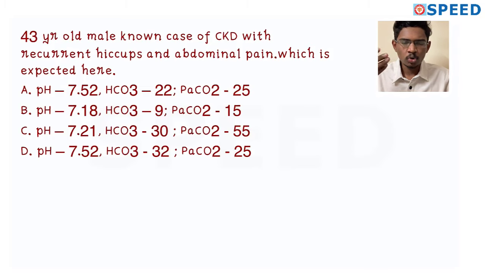So metabolic acidosis means what? pH should be less than 7.35 and bicarb should be less than 24. If you see the options itself, B and C only have acidosis in the options, and bicarb is low only in the B option. So we'll go for B option.